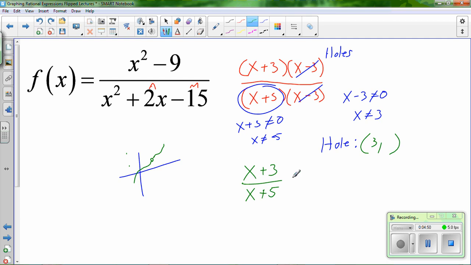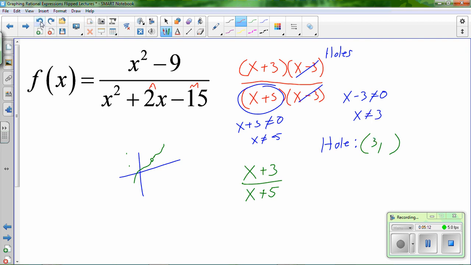And so that's our new function. The way to find the y value of the hole, let me get rid of that, I meant to put a y there. The way to find the y value of your hole is you're going to substitute this value of 3 into your new reduced function.